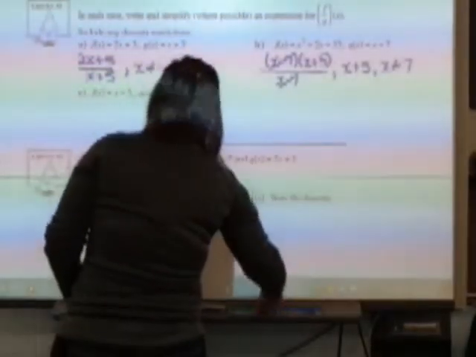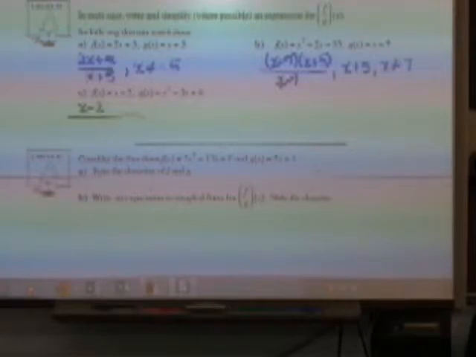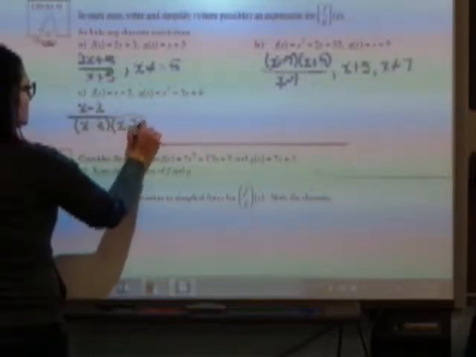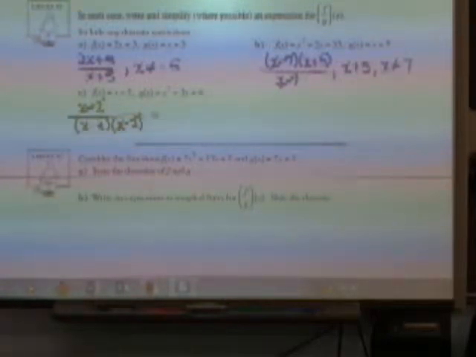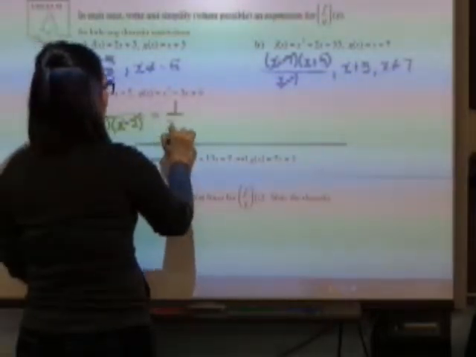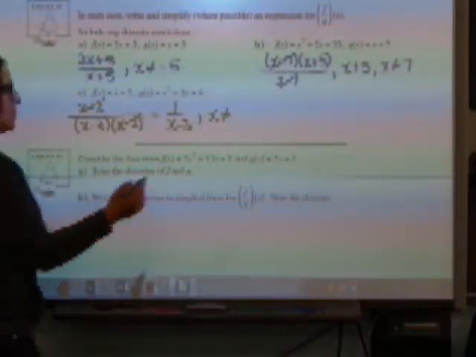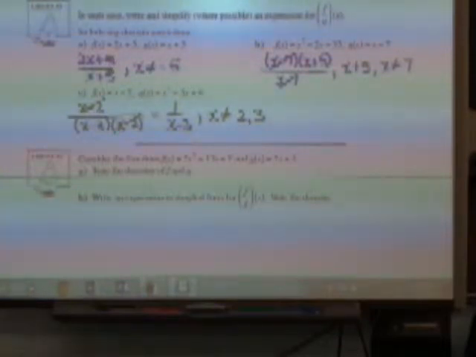If I look at C, x minus 2 divided by, can I factor x squared minus 5x plus 6? X minus 3 and x minus 2. Okay, so then my factors cancel. What does that leave me with for the numerator? 1 over x minus 3. And what can't x equal? 3 and 2. So it can't equal both values, because both values in that equation will result in a 0.